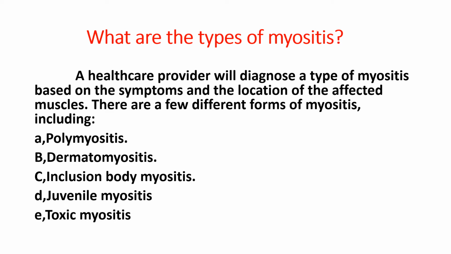Coming to the types of myositis, we differentiate the types based on the symptoms present at the time of assessment. There are a few different forms of myositis: polymyositis, dermatomyositis, inclusion body myositis, juvenile myositis, and toxic myositis.